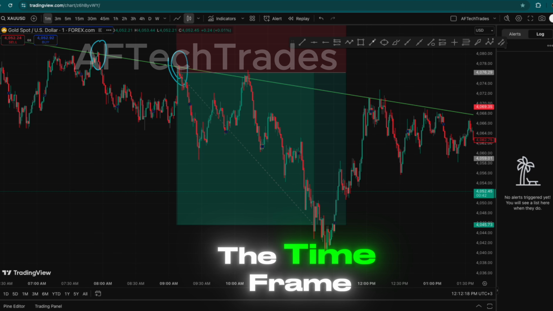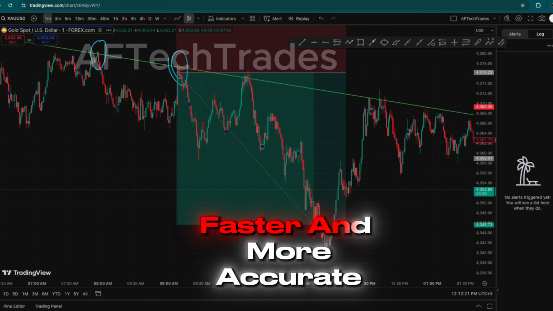So you see, multi-time frame approach will make your entries cleaner, faster, and more accurate.